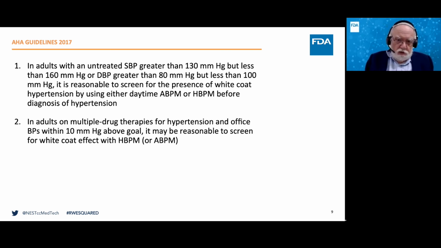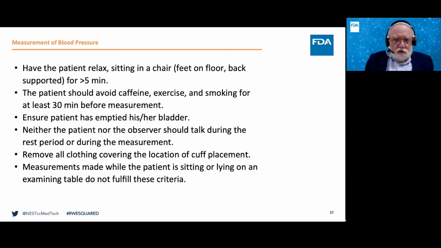And this is a description of the measurement technique. And by empiric evidence, I think for most of us, this is not as widely employed as it should be because of the amount of time that it takes to employ.